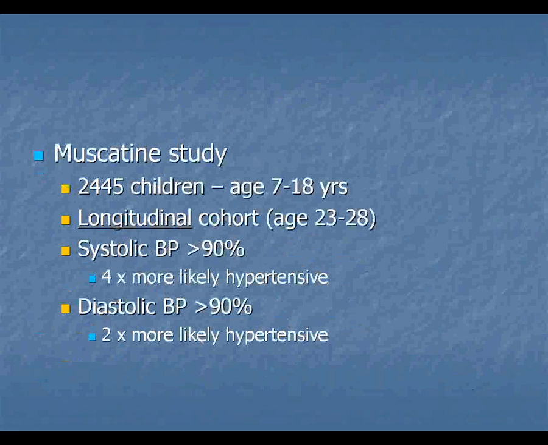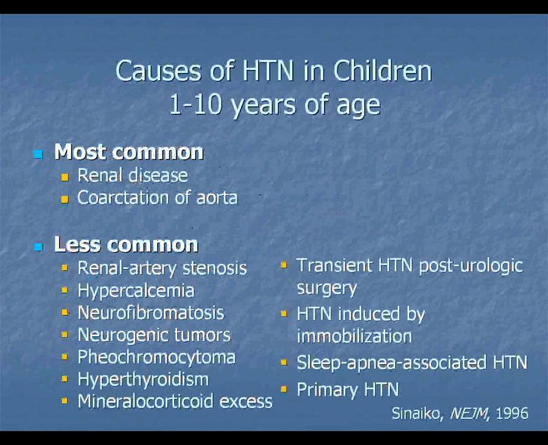The Muscatine study is a fantastic study because of the longitudinal cohort that they watched. This large number, almost 2,500 children, evaluated ages 7 to 18 and then reevaluated again ages 23 to 28. Of this large cohort of children, those that had a systolic blood pressure greater than the 90th percentile were 4 times more likely to be hypertensive. And same with diastolic blood pressure, 2 times more likely.